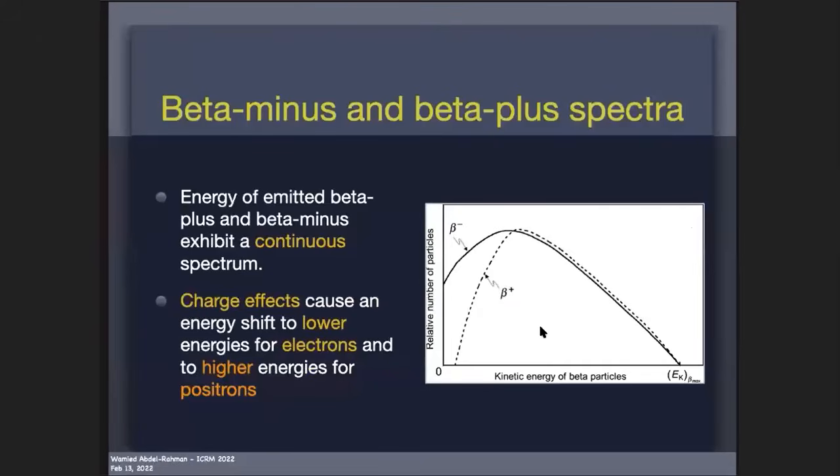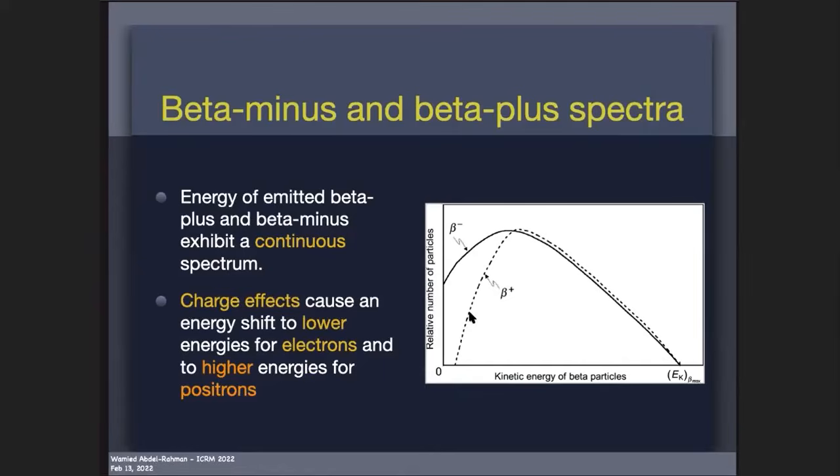Since in beta plus or beta minus decays we get an electron and a neutrino, the beta particles that are coming out from the nucleus will not have the same energy for all decays, but we'll get a spectrum, and the spectrum in general will have this shape. Notice that a charge effect will change the spectrum for electrons, or beta minus, and for beta plus.